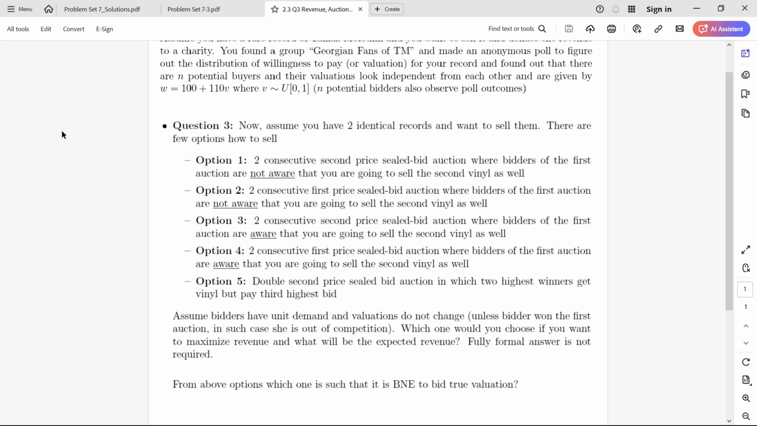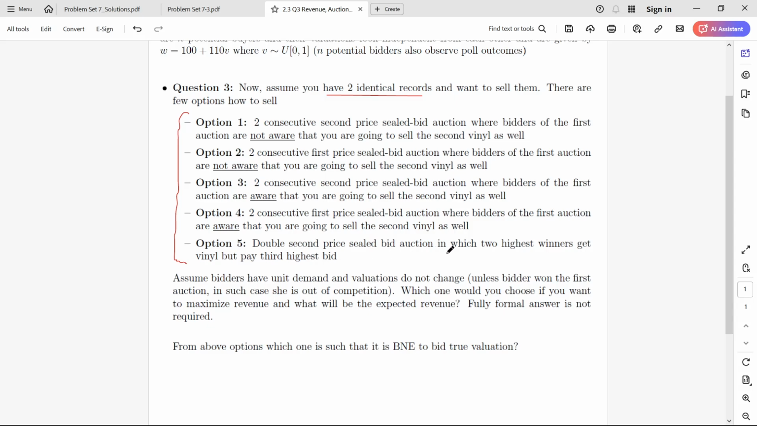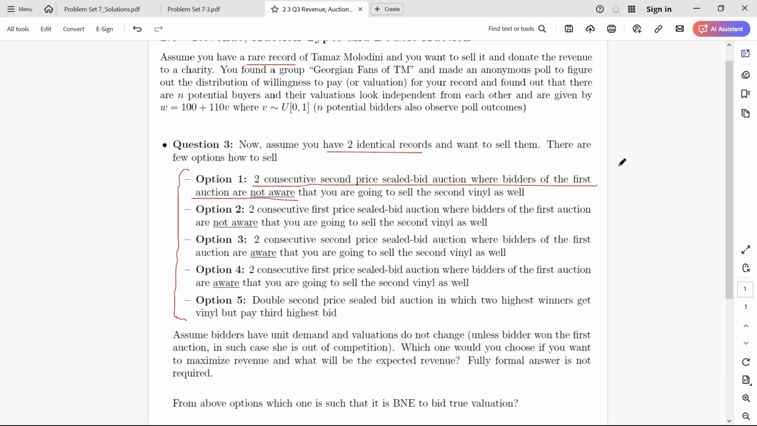Alright, so in the third question, we have 5 different options of how we can do auctions. Before, we were selling one record and auctioning it, so there was one auction. Now we have two identical records and 5 options for selling them. The first option is two consecutive second price sealed bid auctions where bidders of the first auction are not aware that you are going to sell the second vinyl as well.